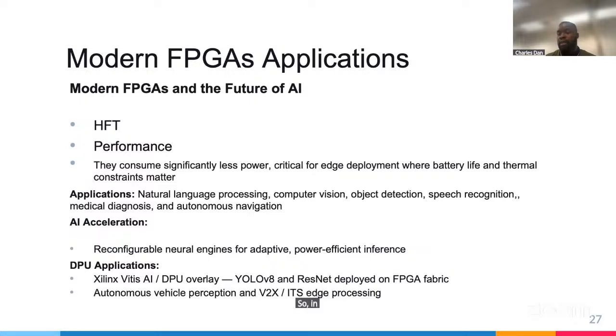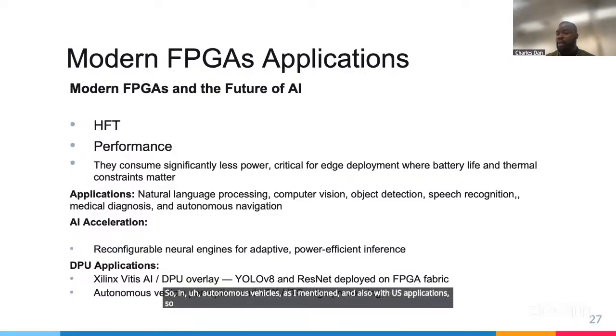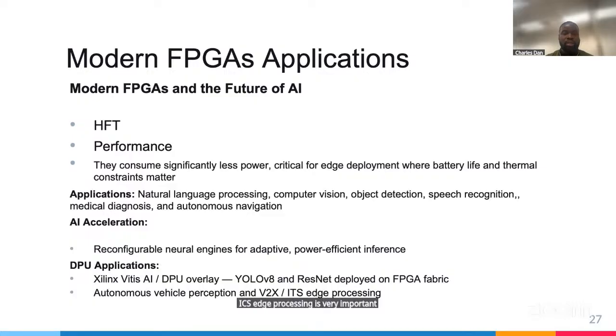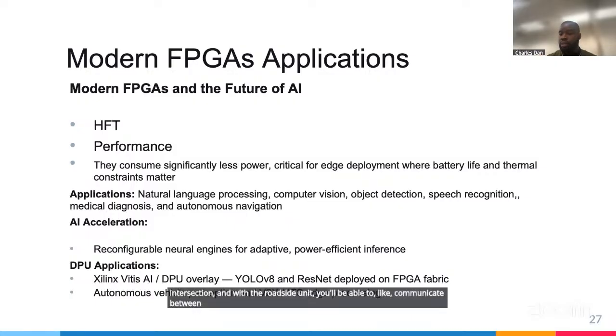So in autonomous vehicles, as I mentioned, and also V2X applications, ITS edge processing is very important, because once you have your LiDAR in a particular intersection, you'd want to process information very fast so that you'll be able to make decisions. In V2X communication, you have a pedestrian on the road and your LiDAR at a particular intersection, and with the roadside unit, you'll be able to communicate between the two of them.